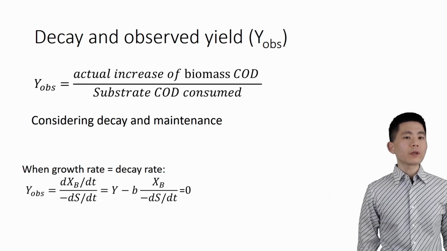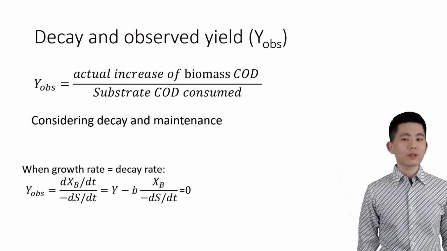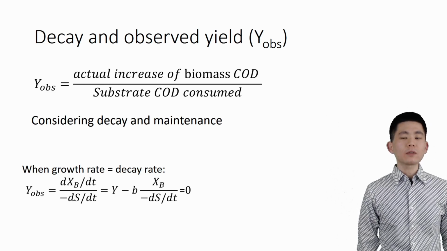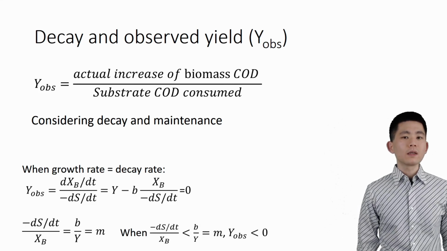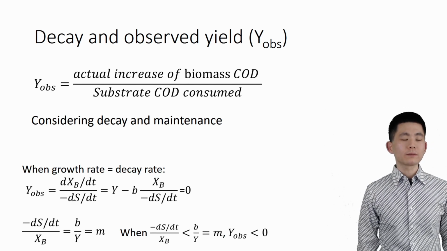When the true growth rate equals the decay rate, there is no change of biomass concentration. All energy generated from the energy reaction is used for maintenance. The substrate utilization per unit of biomass is called the maintenance energy coefficient, M. It is also the specific decay rate divided by the true yield.